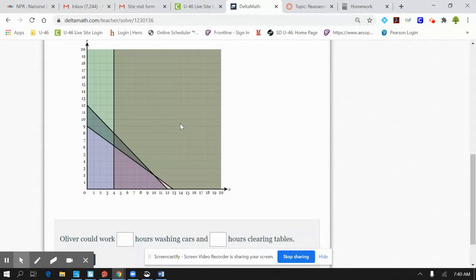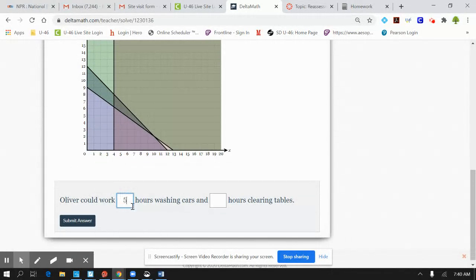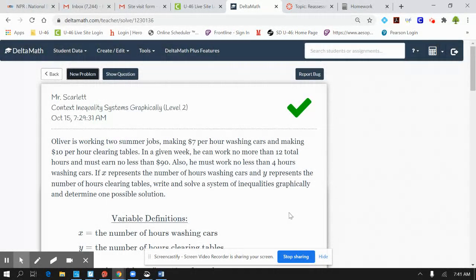Now, the triple shaded region is this little triangle right here. This will satisfy all 3 constraints. He's not working more than 12 hours, he's making at least $90, and he's spending at least 4 hours washing cars. So any ordered pair you can find in here would be a solution. One that's for sure is this one right here, the ordered pair 5, 6. So 5 hours washing cars, 6 hours clearing tables, and we got it.